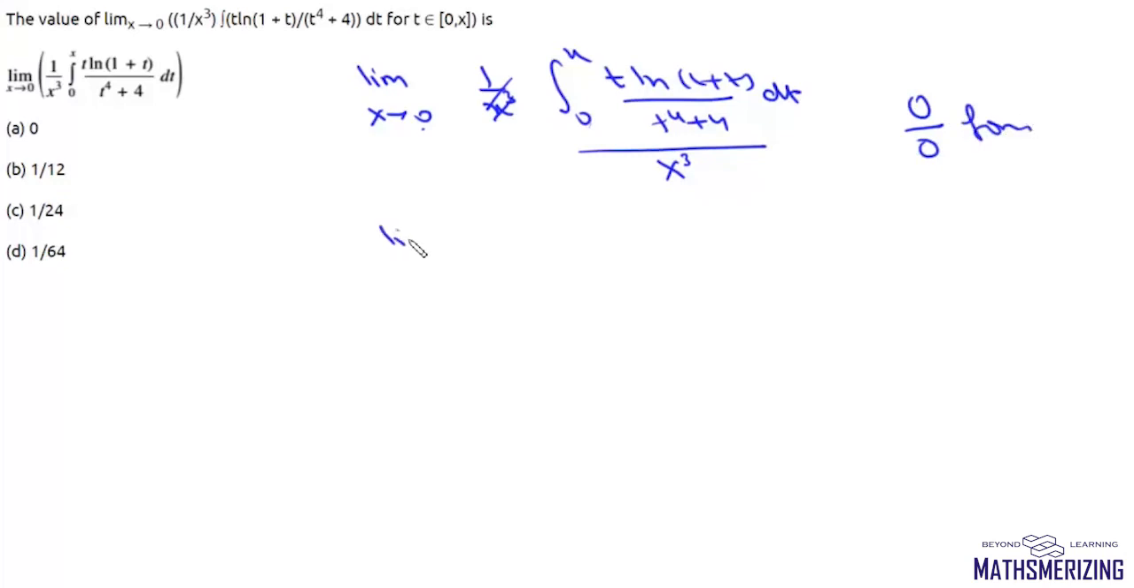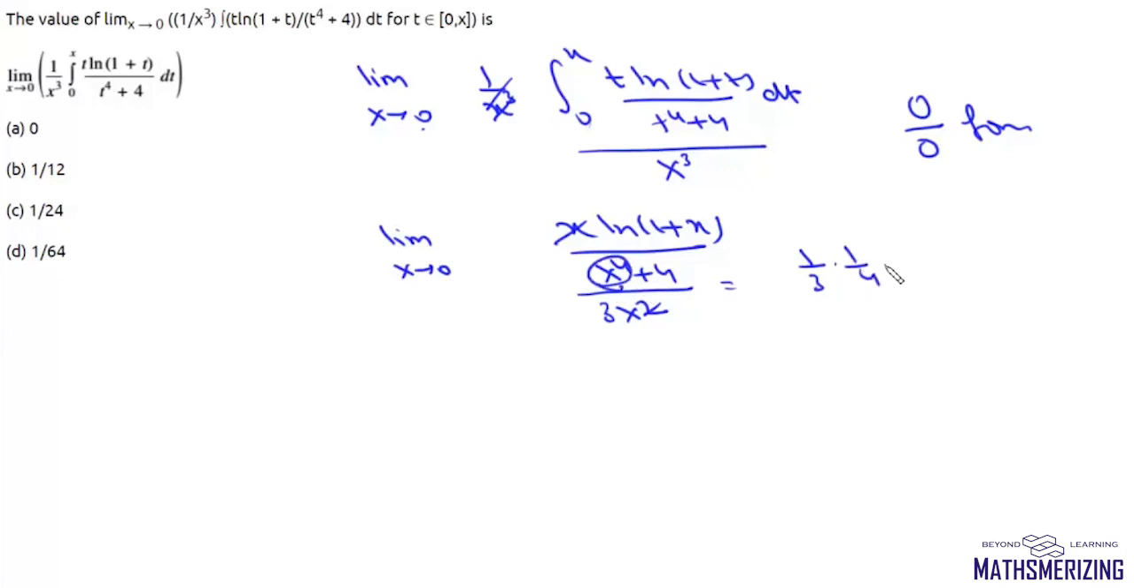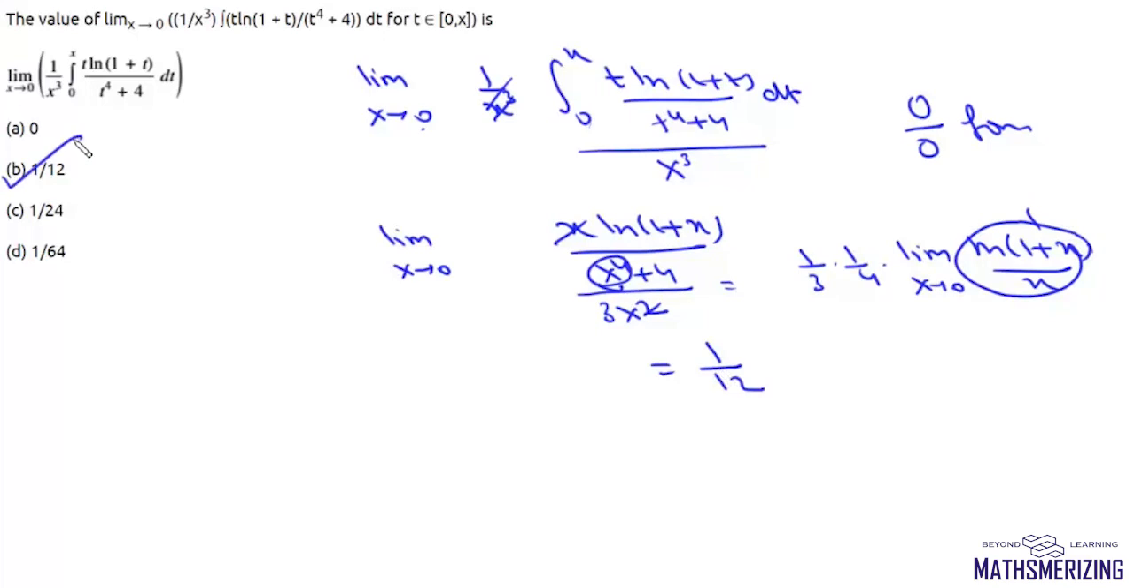Now when it is 0 upon 0 form, we can use L'Hopital's rule. We'll differentiate the numerator, it will be x log 1 plus x upon x to the power 4 plus 4, upon 3x square. Now we'll cancel this x with x, then we can write 1 by 3 into, I will put x as 0 here, we'll get 1 by 4, and then this limit x tends to 0 log 1 plus x upon x, and this is 1. So value of this limit is simply 1 by 12, and that's your option B.